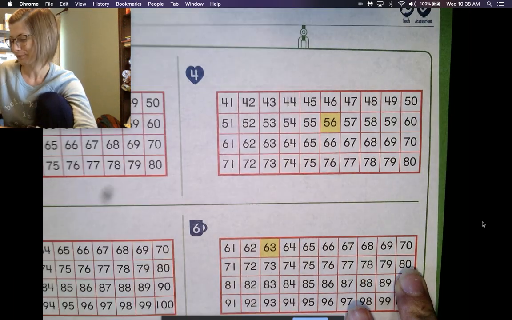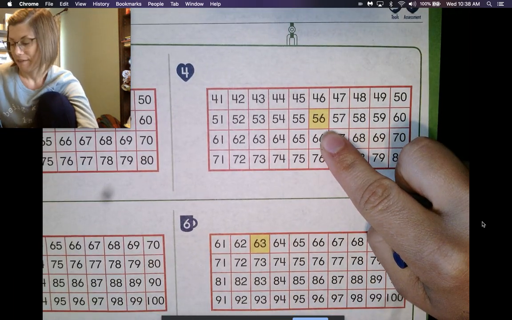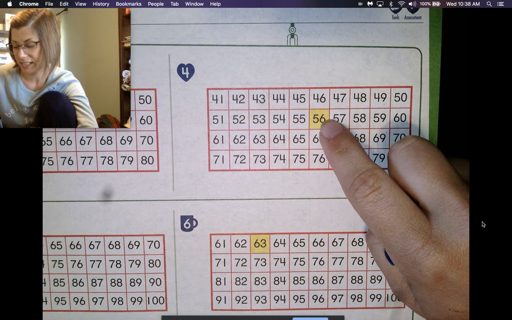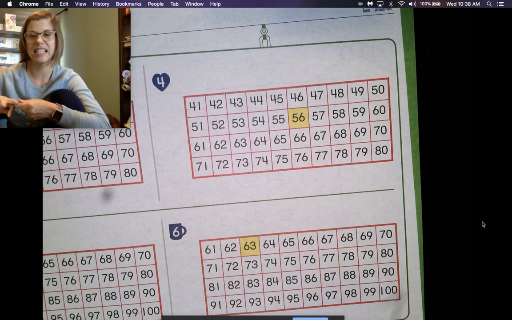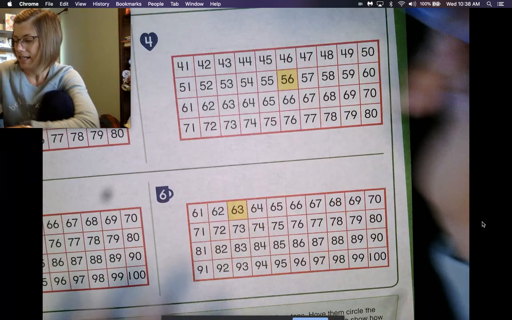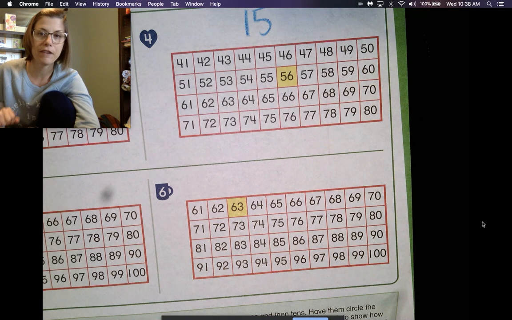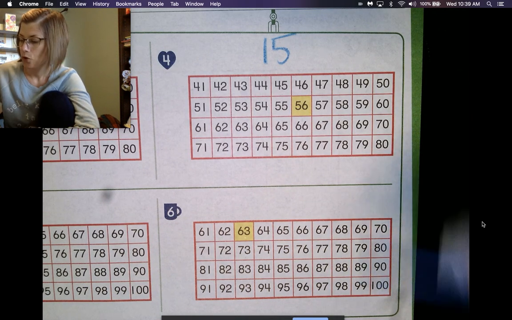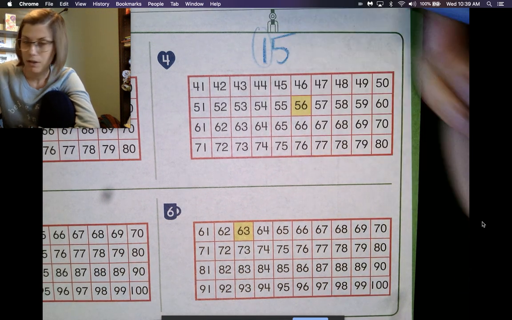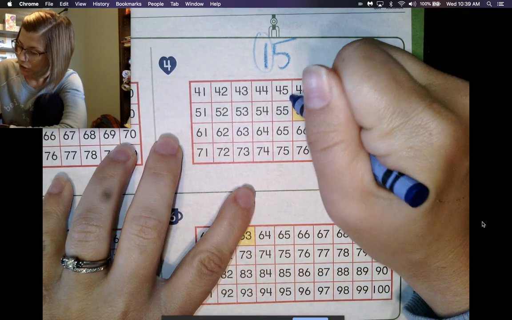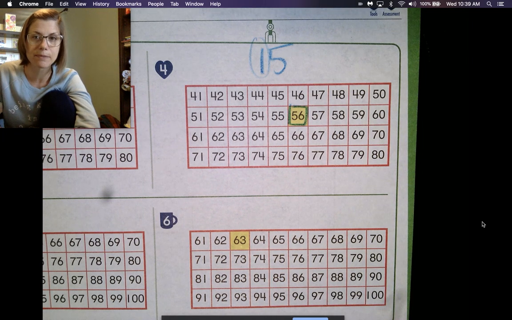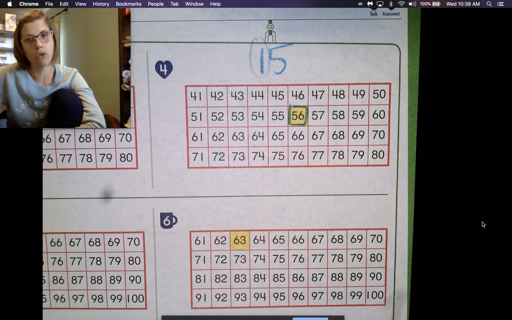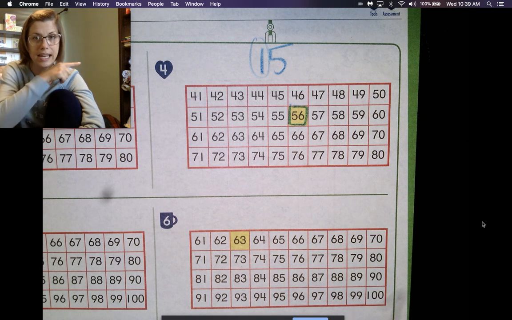Look over here. We're going to do 56. That's what this yellow number is, right? 5, 6 is 56, and we're going to count 15. Now, I could do 15 steps, but we know a faster way. We're going to start with a 10. So I'm starting here, but that's not 10. That's my starting number. In order to count 10, I have to move. Does 10 go up and down or side to side?